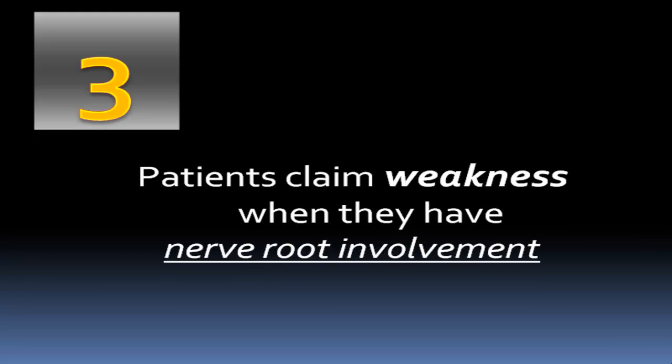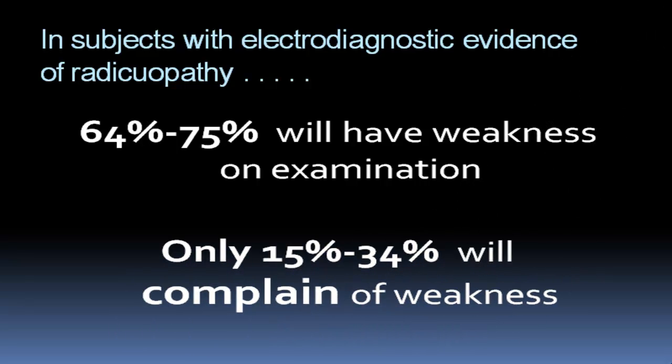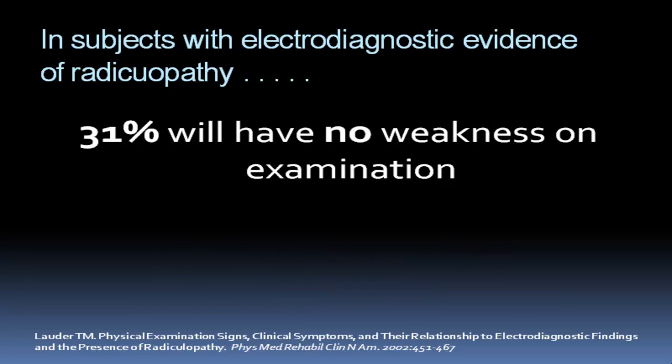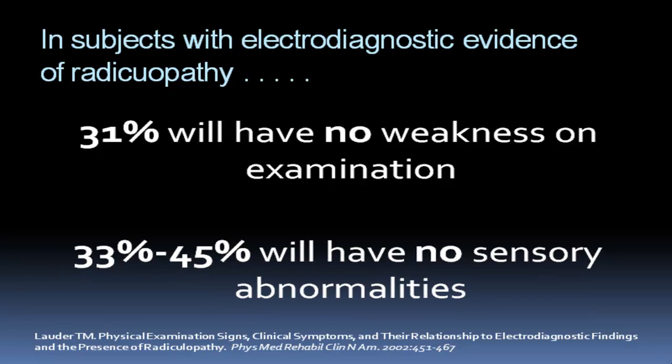Let's move on to misconception number 3. Patients claim weakness when they have nerve root involvement. In patients with electrodiagnostic evidence of radiculopathy, 64 to 75% will have weakness on exam. However, only 15 to 34% will complain of weakness. In addition, 31% will have no weakness on examination, and 33 to 45% will have no sensory abnormalities.